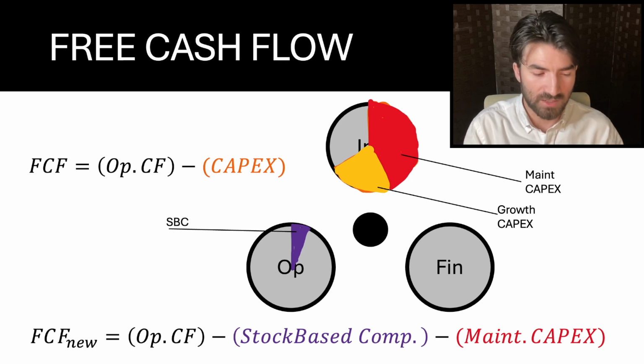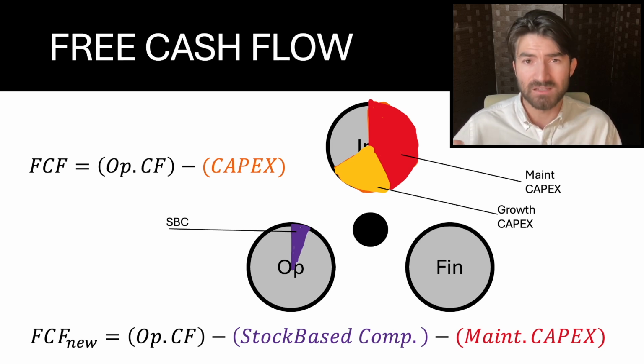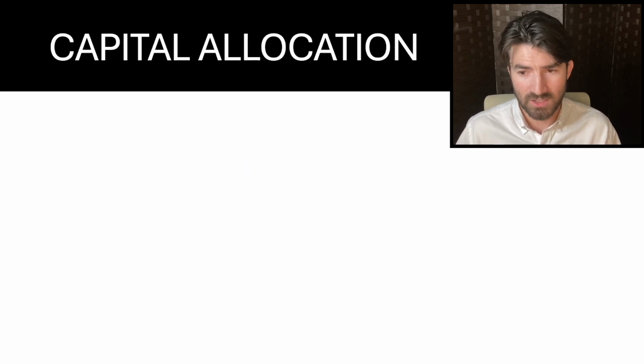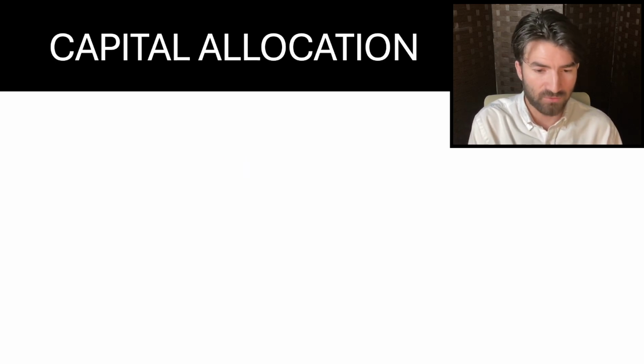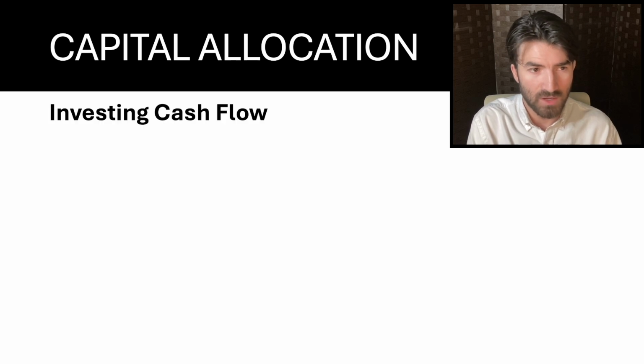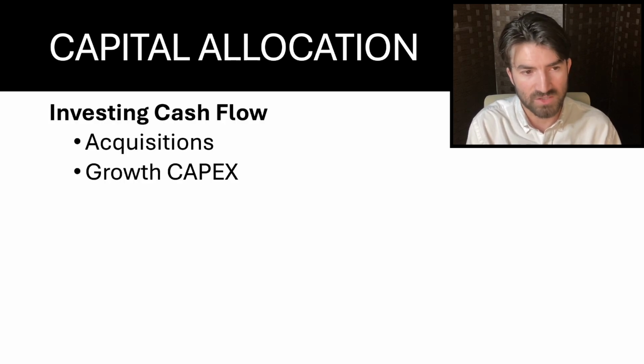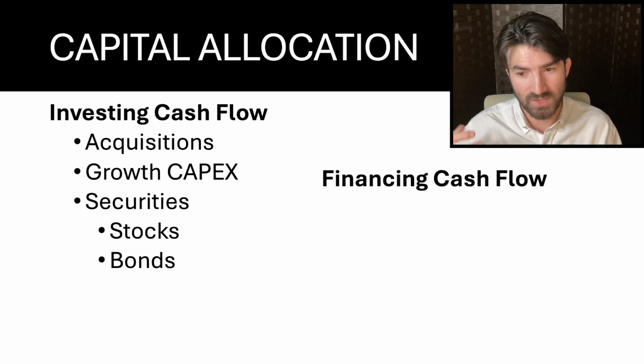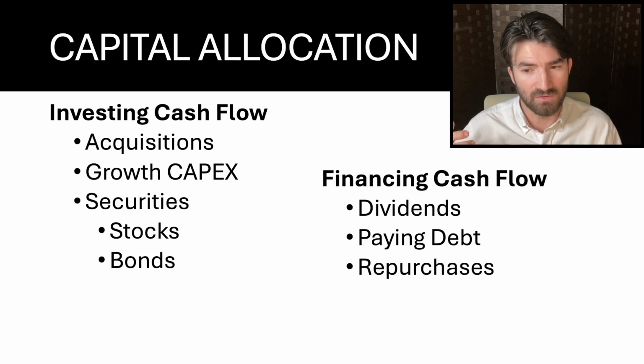I want to talk about capital allocation because I think it's a really crucial part of judging management and investing. And it really comes from the cash flow statement, how you can judge capital allocation, or at least see what they're allocating capital on, right? All right, so capital allocation would be all of those cash outflows that we talked about. So from the investing side, it's going to be acquisitions, growth capex, buying stocks, buying bonds. From the financing cash flow side, it's going to be dividends, paying debt, repurchases.